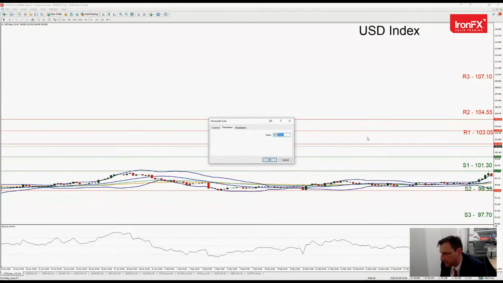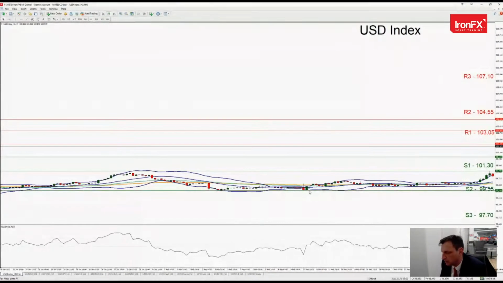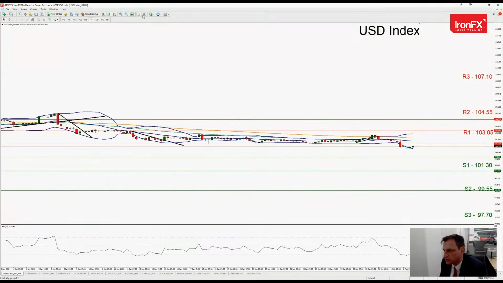The 95.10 support level. Locking it in. Readjusting the chart.